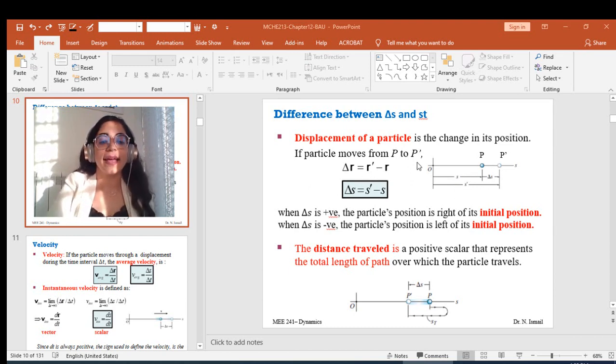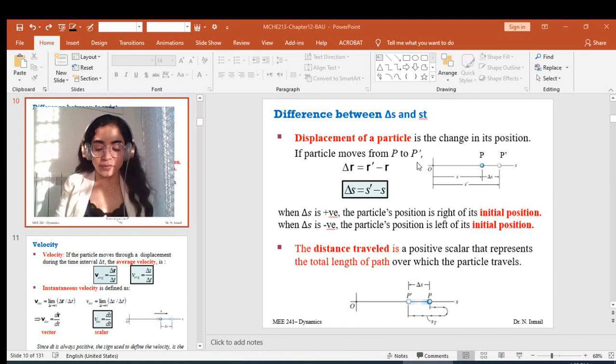And then, guys, we said that there is another parameter that is called ST. And this ST is different than delta S. So what is ST? ST is by definition the distance traveled. And it is a positive value that represents the total length of the path over which the particle travels. So what's the difference between displacement and ST? In fact, guys, displacement is independent of the path traveled by this particle. It's independent of the path followed by this particle.